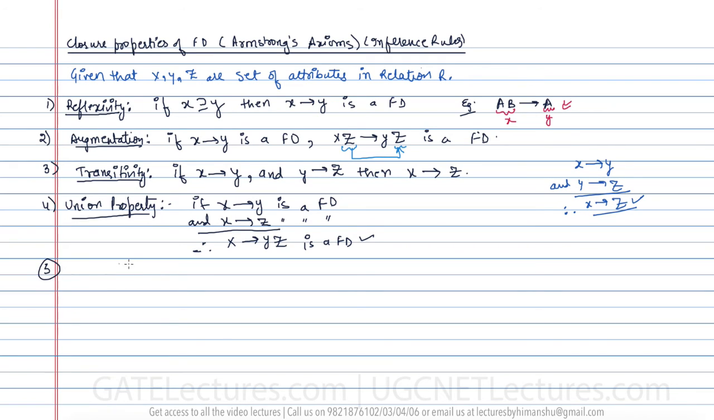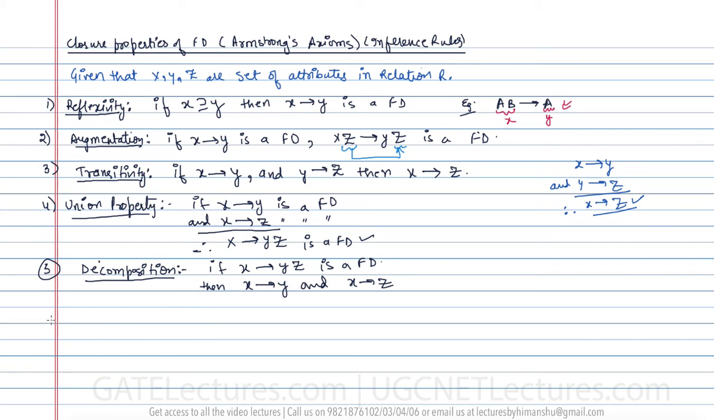The next one is the decomposition property. This decomposition property is just the opposite of the union property. If X determines YZ is a functional dependency which is already given, then X should determine Y and X should determine Z. That property does hold.